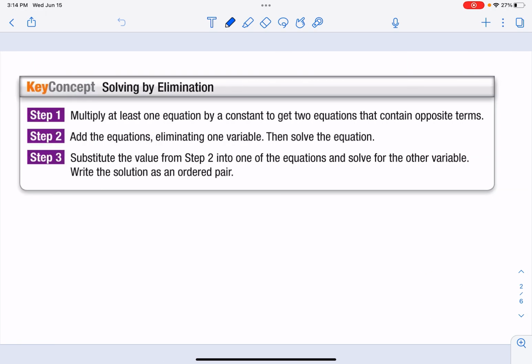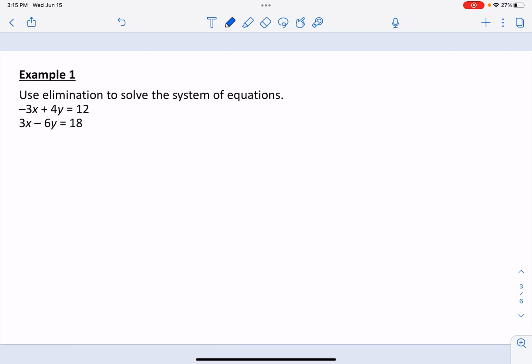Okay, so solving by elimination. Multiply at least one equation by a constant to get two equations that contain opposite terms. Remember, what does opposite terms mean? It means one positive, one negative. Okay? And then you add the two equations, eliminating one variable. We solve our equation, and then we go back and plug in, so that we have our answer as an ordered pair.